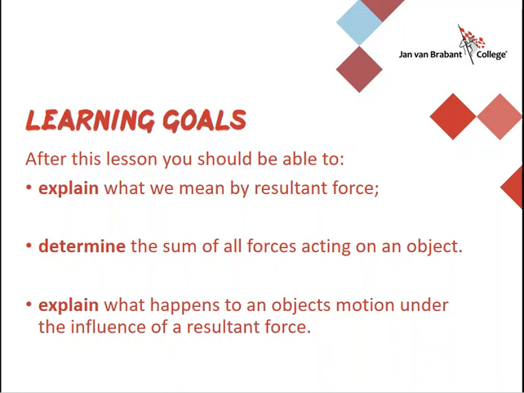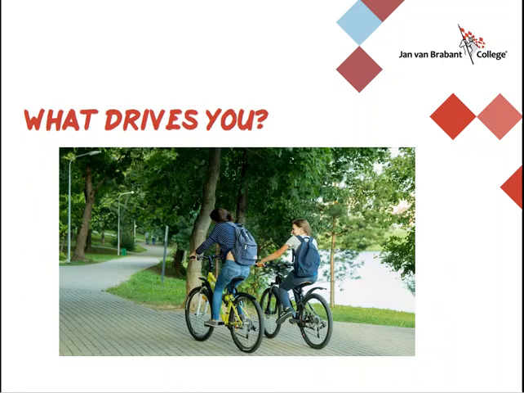But what is a resultant force, and how do you figure out its magnitude and direction? Let's have a look at an example. When you're cycling, your muscles provide the driving force. This driving force is needed to keep you moving forwards. At the same time, there are forces acting against you, or rather, against your motion. Air friction and rolling friction are trying to slow you down. Air friction and rolling friction are two examples of so-called resistance forces.